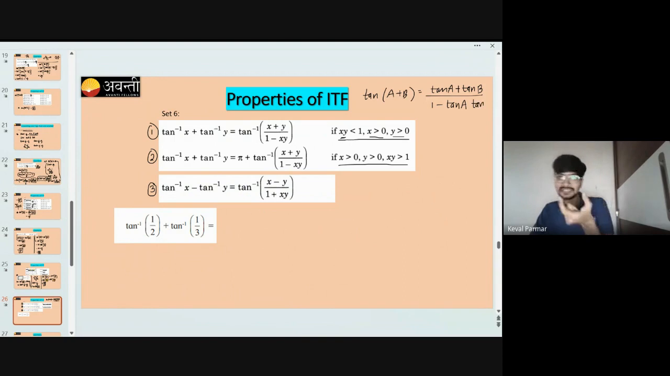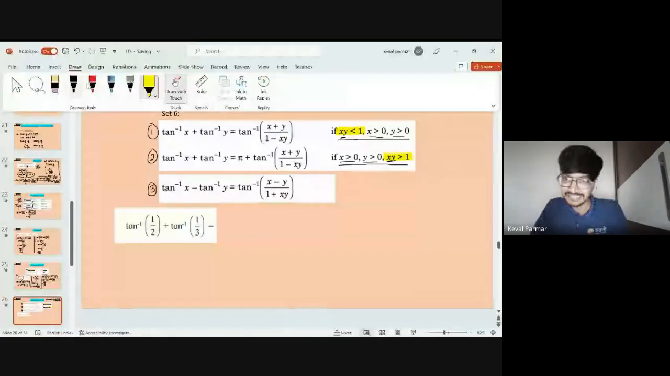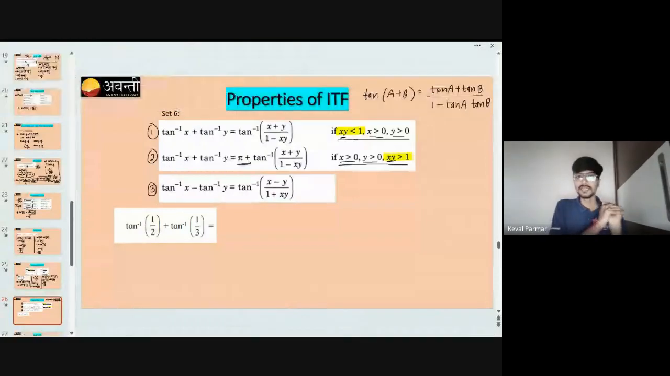So you can see the relation x plus y upon 1 minus xy is similar to tan A plus tan B upon 1 minus tan A tan B. So it will not be difficult for you to remember this formula. You just have to make sure you remember these conditions. Condition 2 says x and y are again positive, but the product xy is greater than 1. So the condition is mainly for the product. In the first, we have product xy less than 1, and in the second, product xy greater than 1. If the product xy is greater than 1, then the formula just adds pi. We will just get pi plus. Okay, I hope this is clear.